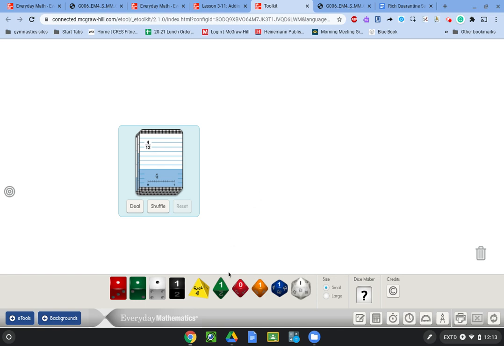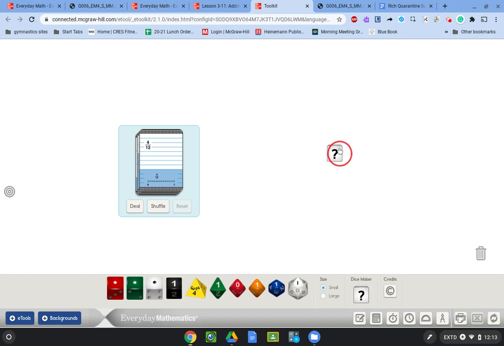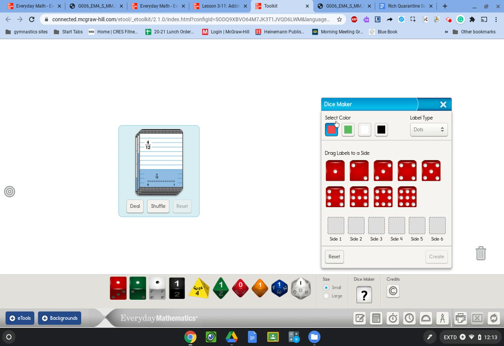Now, this is kind of weird. We need a special kind of die. And so I'm going to use our dice maker. I'm going to drag that up. And what we need is a 6-sided die with 2 2s. So watch this. You can make your own die. I'm going to drag the 2, and I'm going to drag another 2 here. So side 1 has a 2, side 2 has a 2.